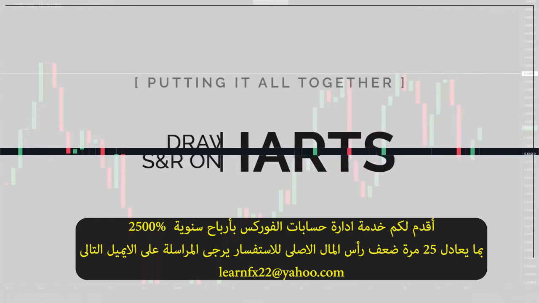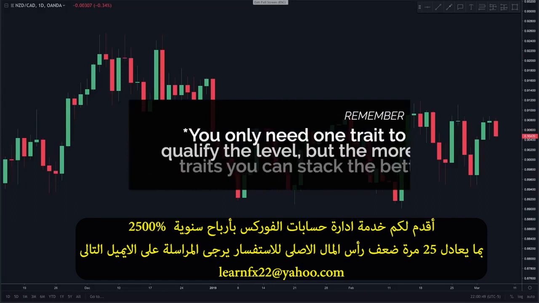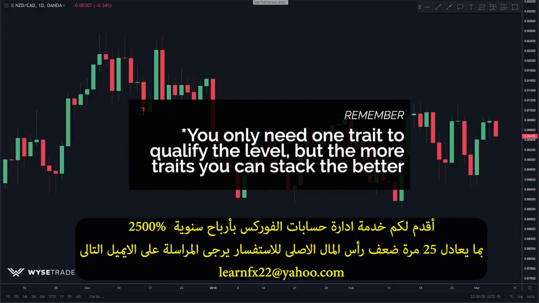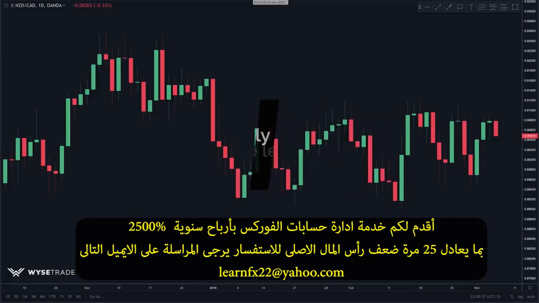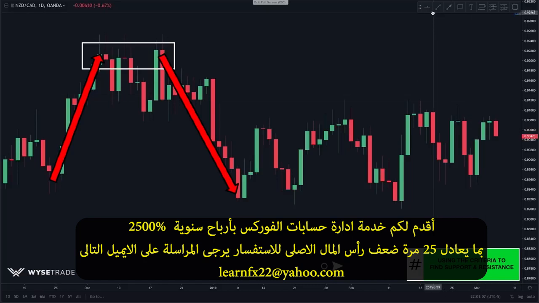So now that you know what criteria to look for, let's put it all together and apply what we just showed you and start plotting all the support and resistance levels right on the charts. Again, as a reminder, you don't need all the criteria we listed to make a level support or resistance, but the more criteria that the level fulfills, the better the level. Now, starting from the very top, we spot this level at the very top where price came up, hit and reversed from, so we draw it in.